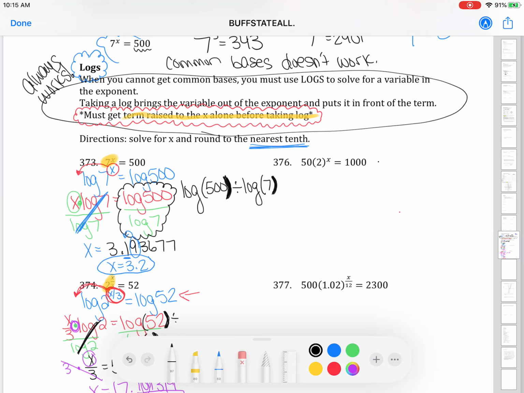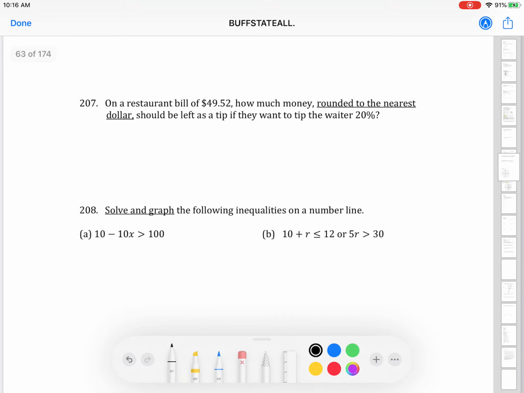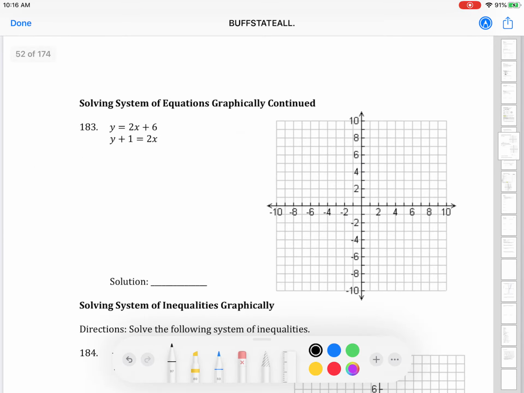If you look at this next example, what's being raised to the x is just the 2. Remember, we talked about that when we did exponent rules in the first part of this video. What's being raised to the exponent is in parentheses, so only the 2 is being raised. So you can't use logs until you get that 2 to the x by itself. Right now it's being, oh man.